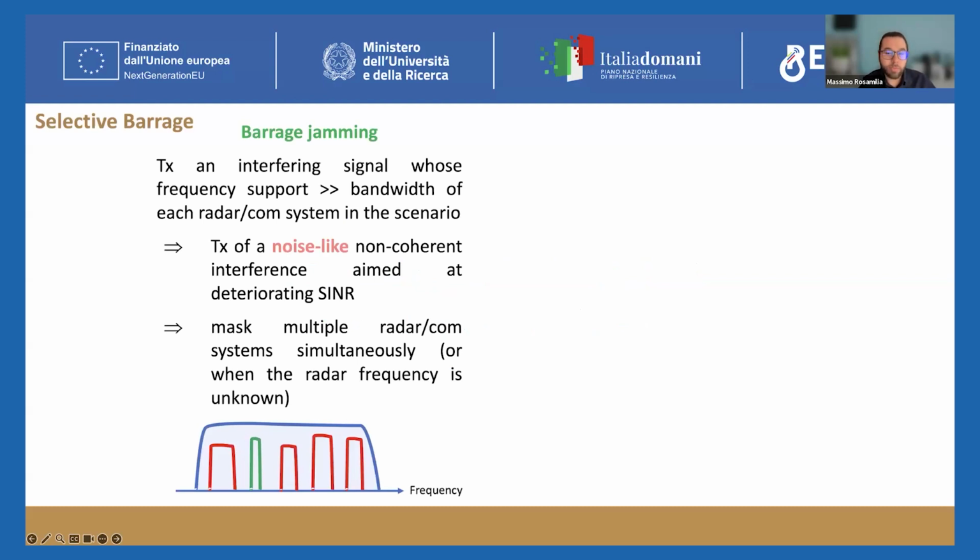The first is barrage jamming, which consists in the transmission of an interfering signal whose frequency support is much larger than the bandwidth of each radar or communication system in the scenario. This involves the transmission of a noise-like non-coherent interference aimed at deteriorating the SNR of such emitters, preventing data decoding, detection, or denying the accurate measurement of target information. In this way, the jammer is able to mask multiple radar or communication systems simultaneously, as well as to mask a radar whose specific operating frequency is unknown.